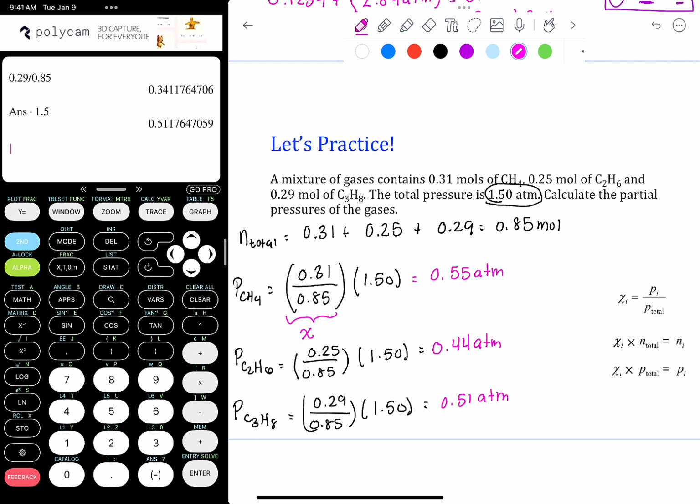Now we can add these up and just double check our work. 0.55 plus 0.44 plus 0.51, and we get a total pressure of 1.5. So we can use our mole fractions to find our partial pressures.